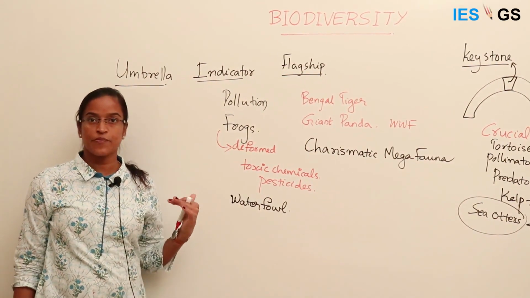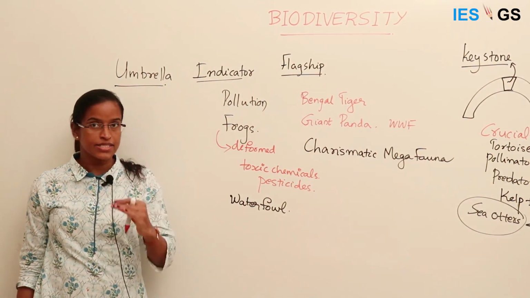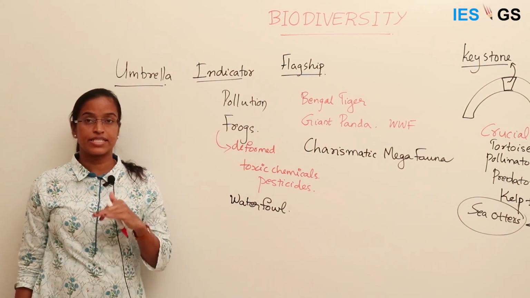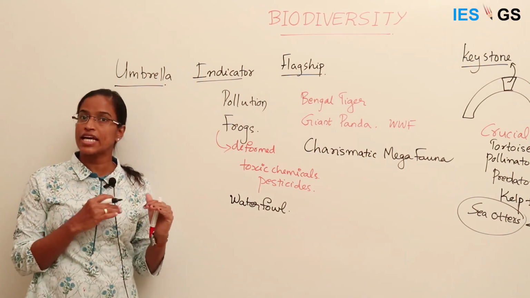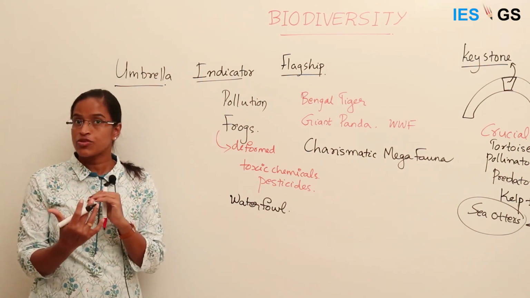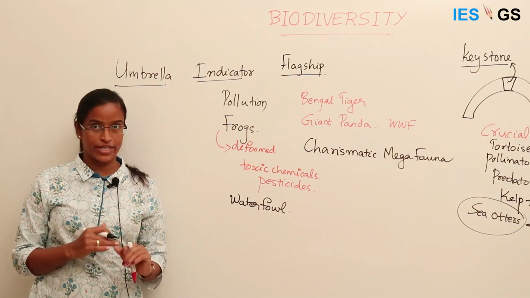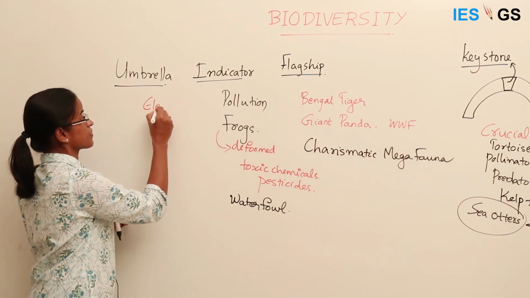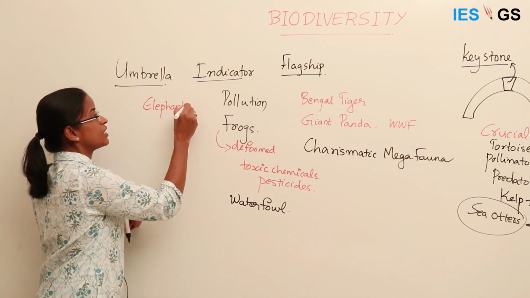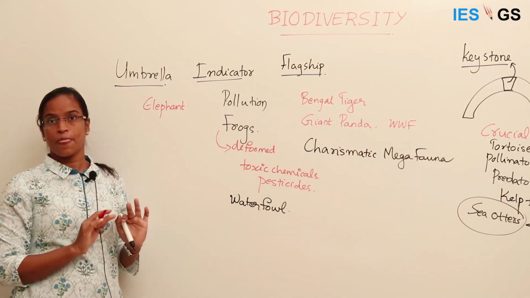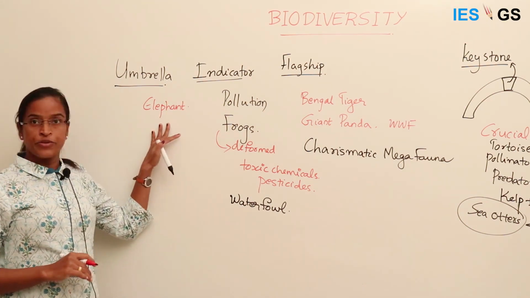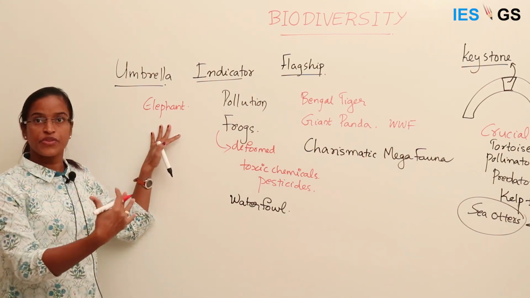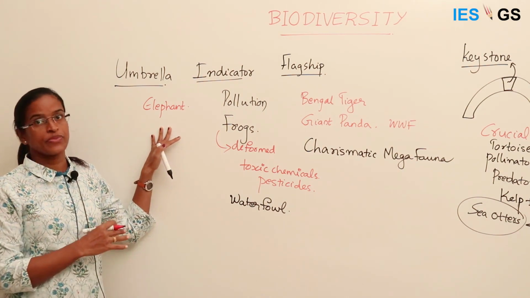What does this species mean? This species, their characteristics, their shelter needs, their food needs are such that if we are taking care of this species, the needs of many other species will also be taken care of. For example, if you take the elephant, this elephant feeds on a variety of plants, and this elephant needs huge tracts of land for its forage needs. They will travel a lot.